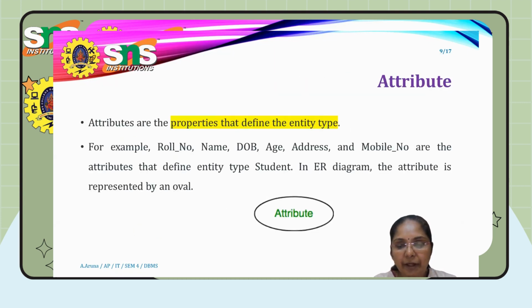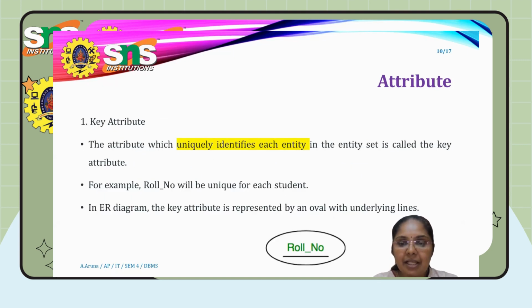The next thing is an attribute. An attribute is nothing but a property associated with an entity, describing the entity. Normally we draw attributes in an oval shape. We have four different types of attributes. First, the key attribute. A key attribute is a uniquely identifying attribute. In upcoming topics, we call it a primary key.